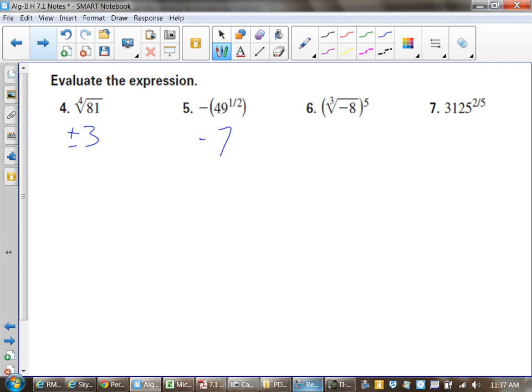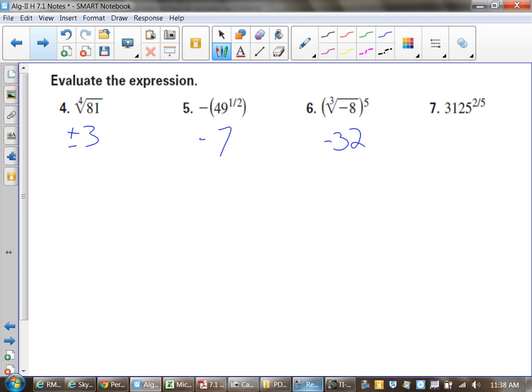All right, number 6. We've seen it. What's the cube root of -8? -2. What's -2 to the 5th power? -32. Now this one's tricky. It's the 5th root of 3,125. Just look at the numbers. What do you think the number has to end in? 5. Now that means it's going to be 5 or it could be 25.